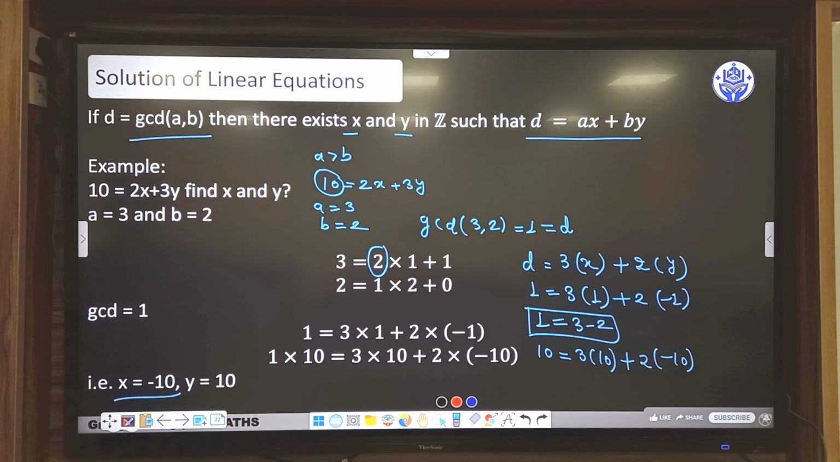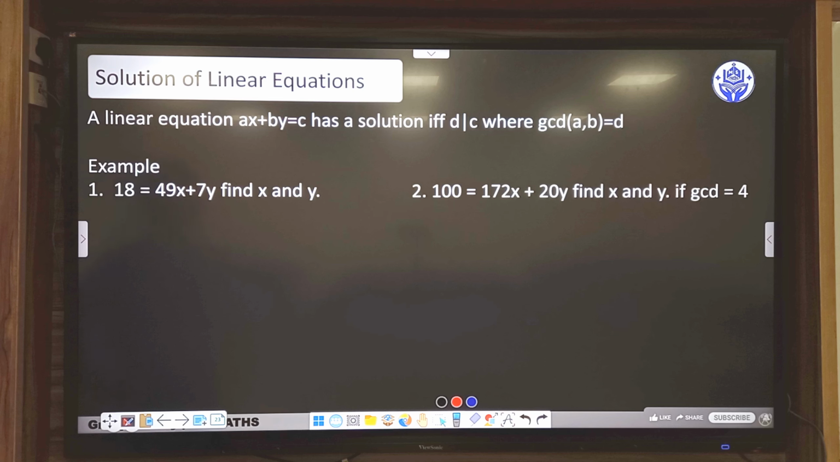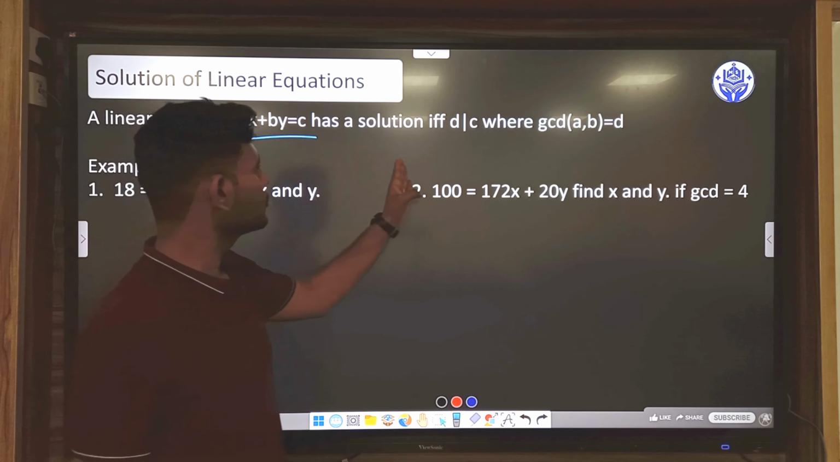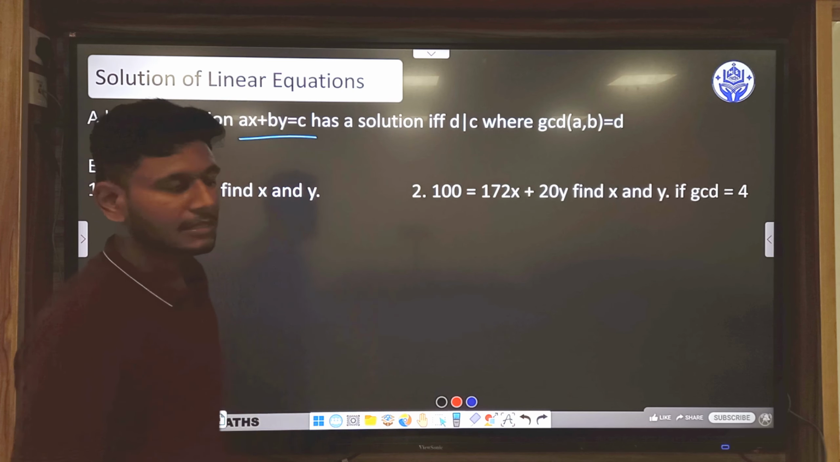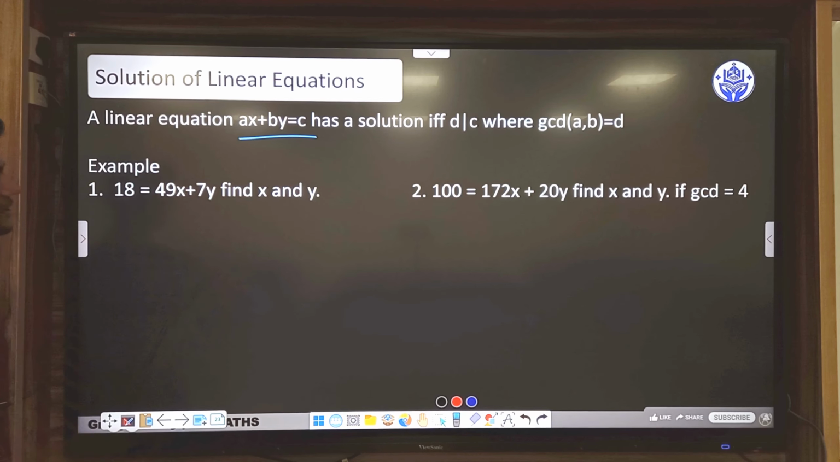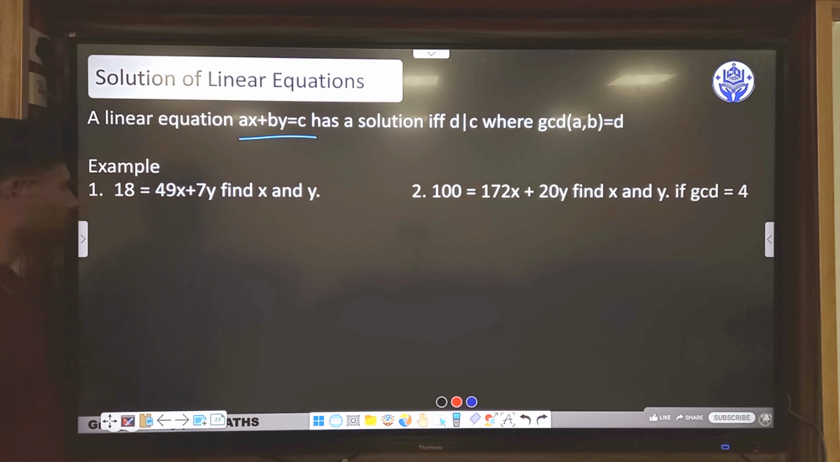This is one of the methods you can use to easily find the solution of the system. Now this is the question related to the linear equation. If we have one linear equation, ax plus by equals c, it has a solution if and only if d divides c, where d is nothing but the GCD. Let's say first of all we have this linear equation and we are asking to find the solution, x and y, for this particular case. Now can we find x and y for this case? First of all we should have an idea about whether the solution exists or not in this particular case.